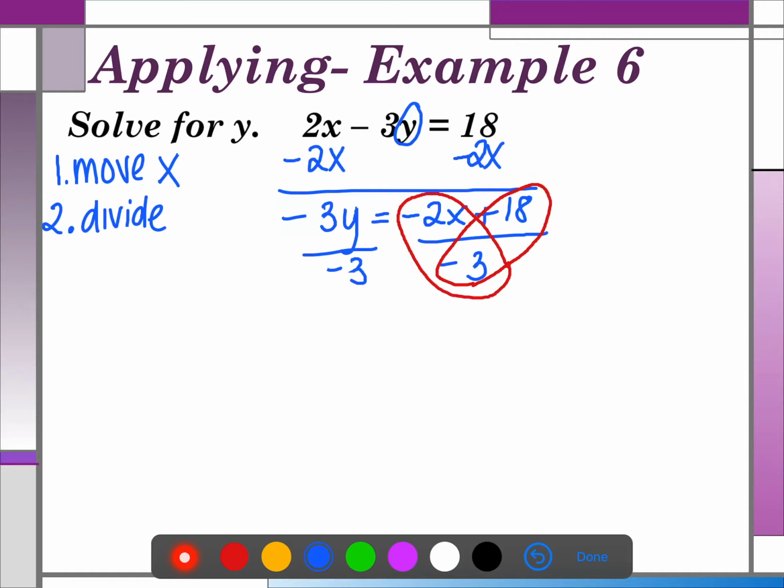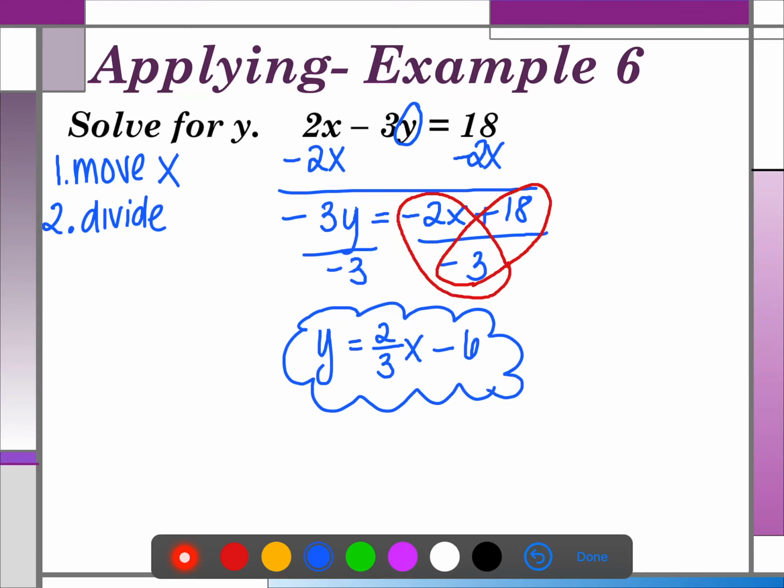Okay, we want to make it look like slope-intercept form, which again is not coming for a while. But this is the reason that we're doing it. So -2 over -3 would just be a 2/3 x. 18 over -3 would be -6. Okay, so that simplified final answer is the preferred version.